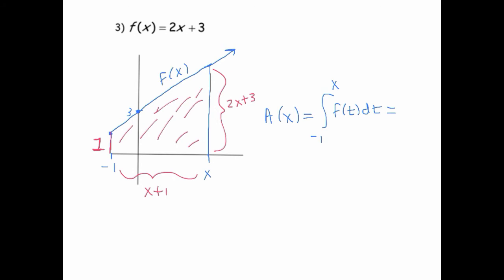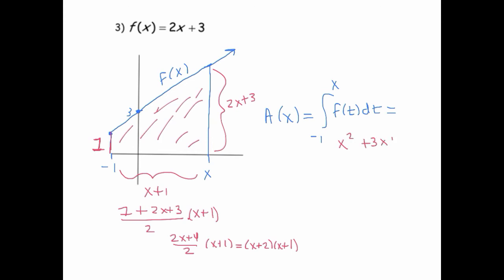The area is going to be the sum of the bases, so 1 plus 2x plus 3, averaged, times the height, which is x plus 1. So that equals 2x plus 4 over 2 times x plus 1, which is x plus 2 times x plus 1, which we can write as x squared plus 3x plus 2.